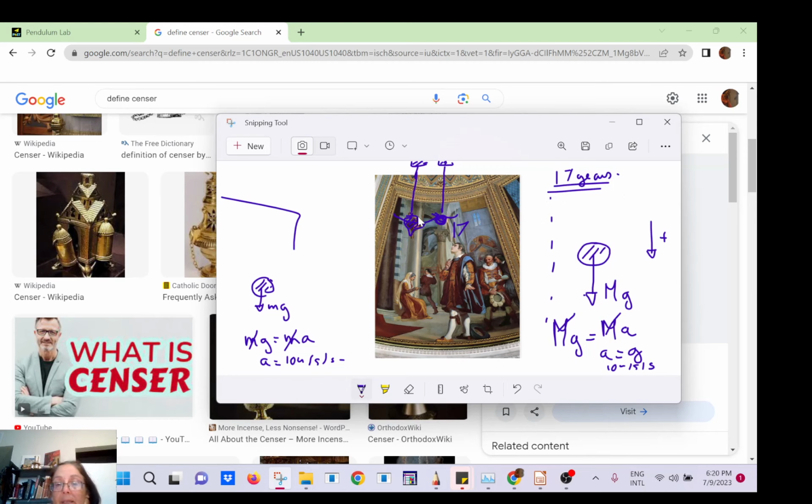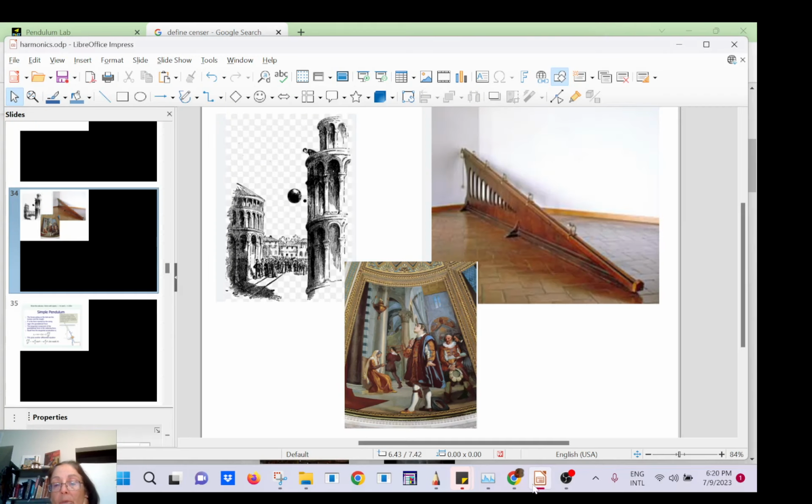So is it surprising that the mass does not matter? It's not surprising because we know that when an object is acted upon just by gravity, then the mass will disappear, right? The acceleration will be the same. And it can be falling straight down, or it could be falling on an inclined plane. So this is an inclined plane.